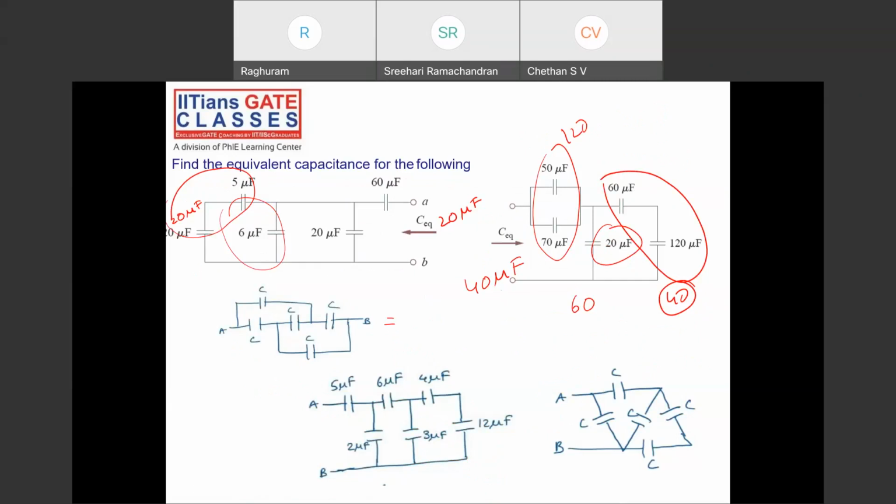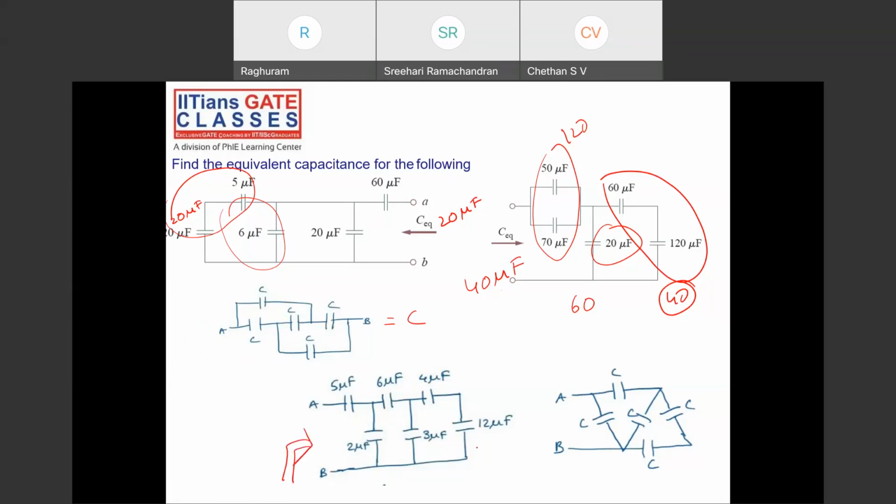What's the answer? Wheatstone bridge. Remember, this is a Wheatstone bridge. All the branches are equal at C directly. I can remove this series parallel, or you can short it or remove it. You'll get the answer as C. Okay, Wheatstone bridge. Next, this one.